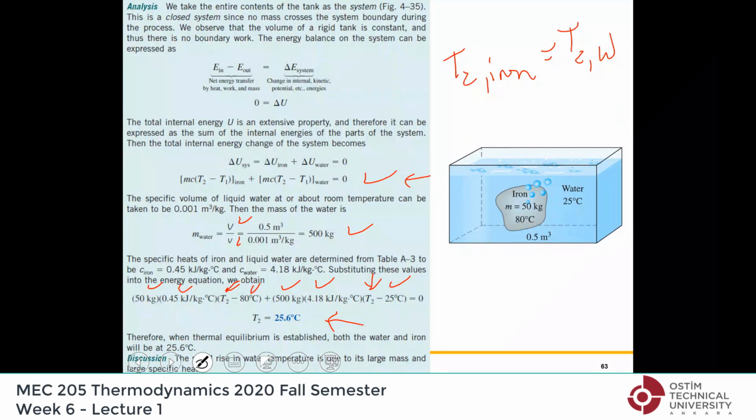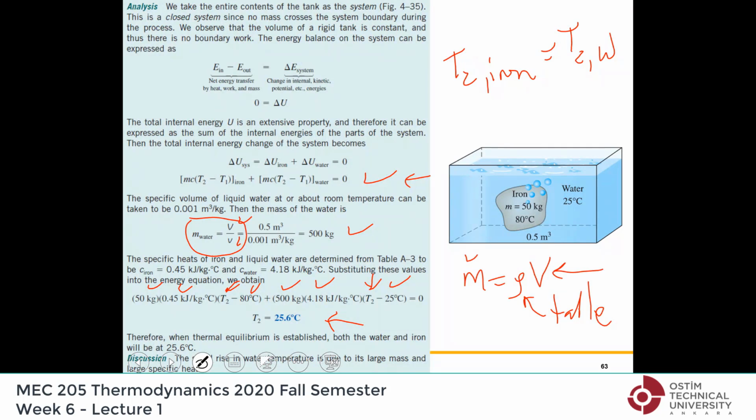From there, can we find the iron's volume? You can find the iron's volume. What you do is you go to the same table, from this relation here. You can say mass is rho times V, and what is given? The mass of the iron. This rho density you can get from table for the iron. It should be like 7,800 or something. And then you can calculate the volume of the iron.